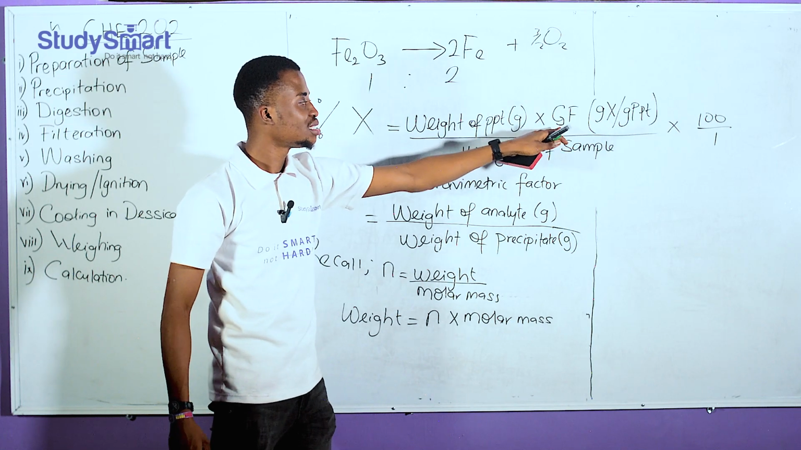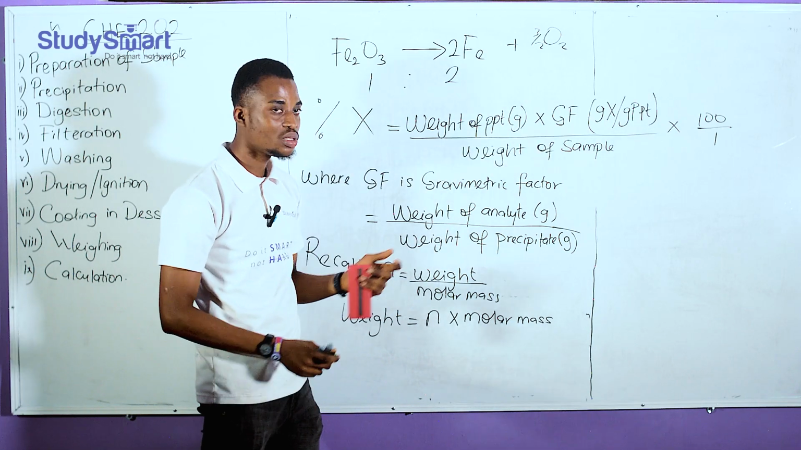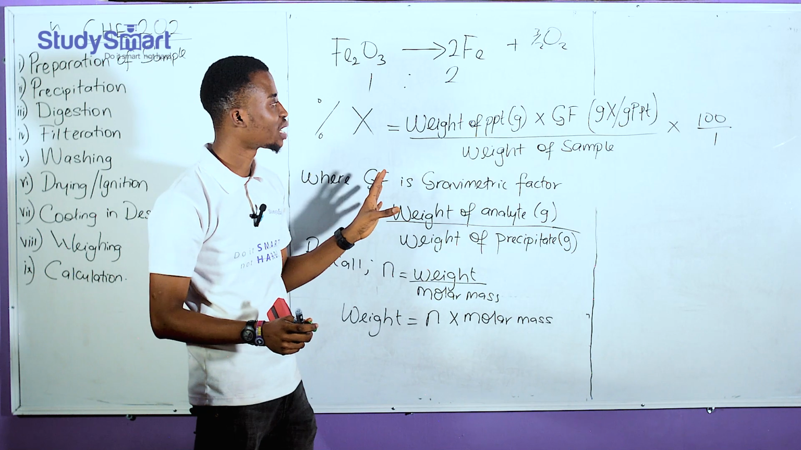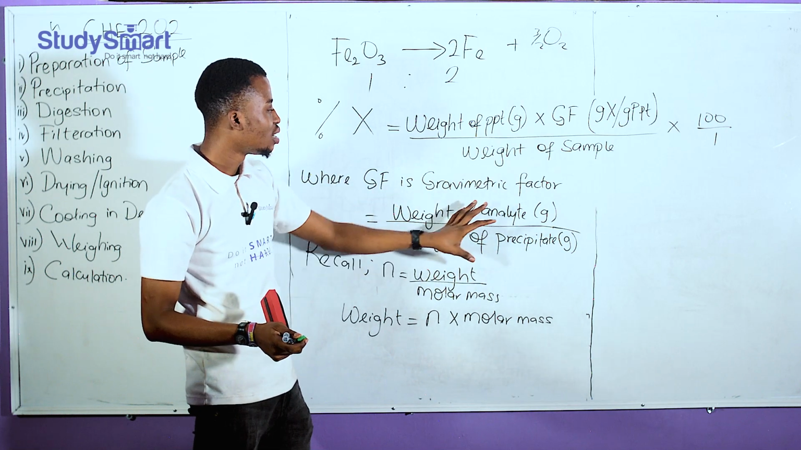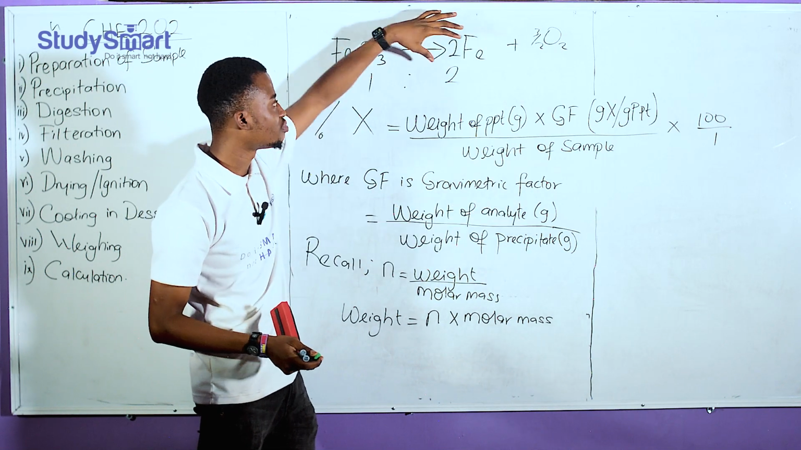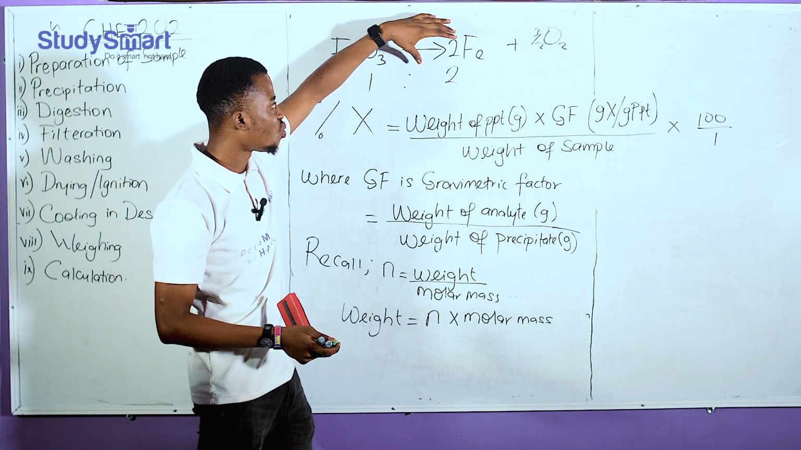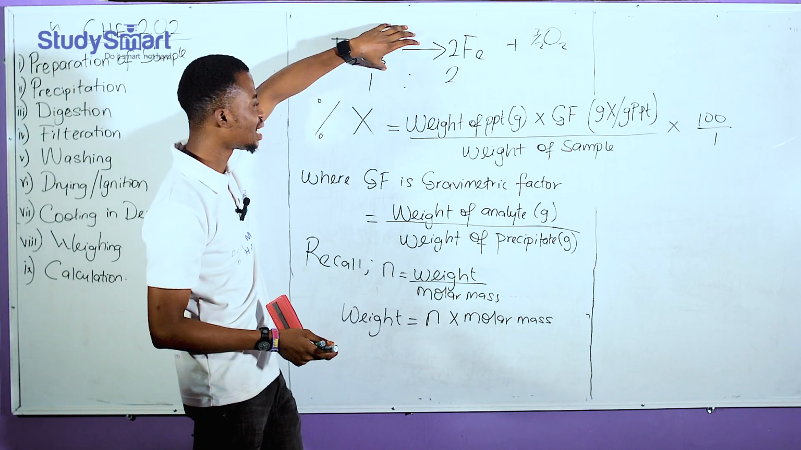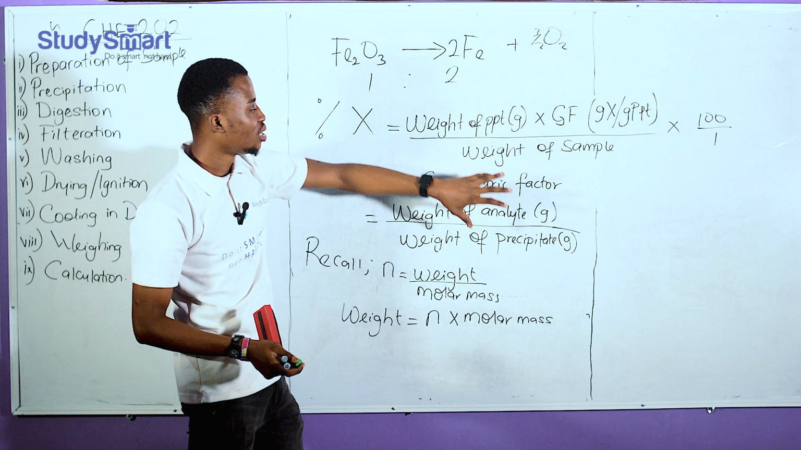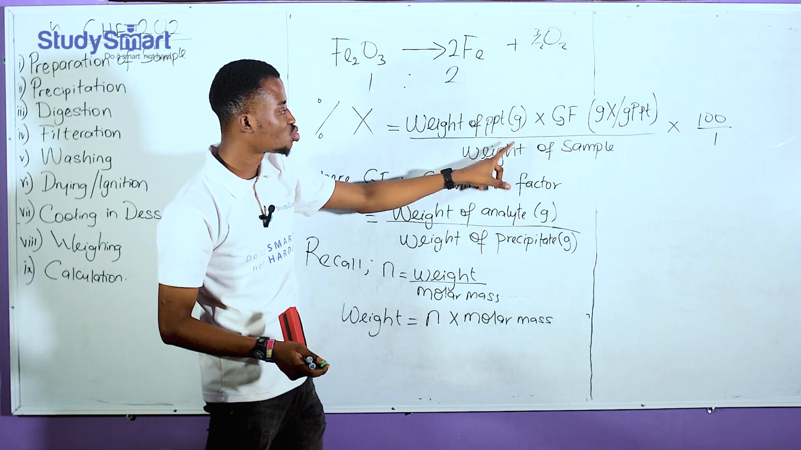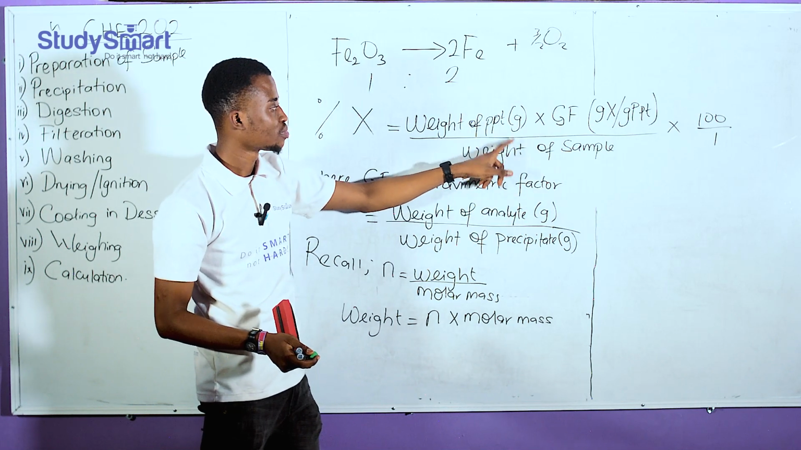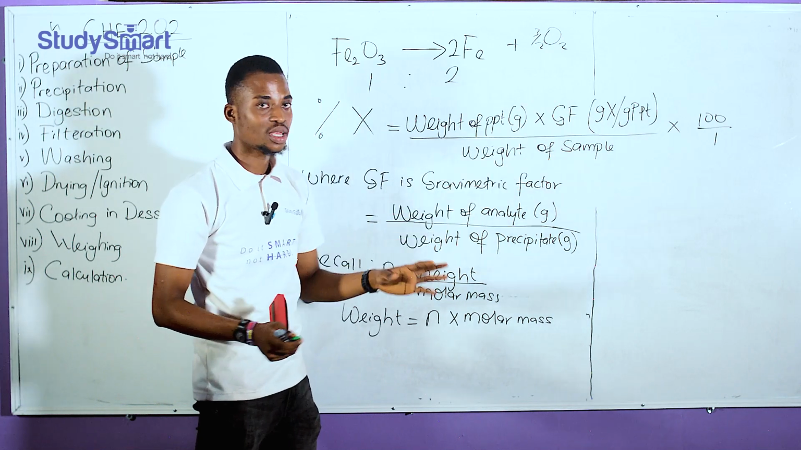And this is usually what makes gravimetry difficult: finding the gravimetric factor and finding the equation. Once you have gotten the equation that balances the analyte and the precipitate weight, and you get your GF, these two will be given in the question. So you just plug it here and get your answer.